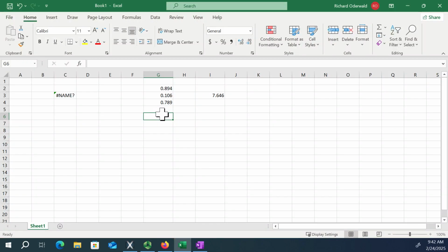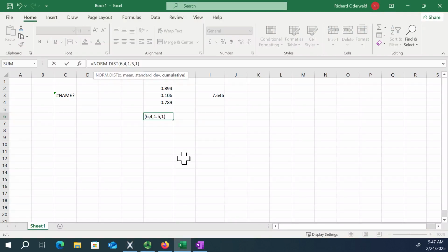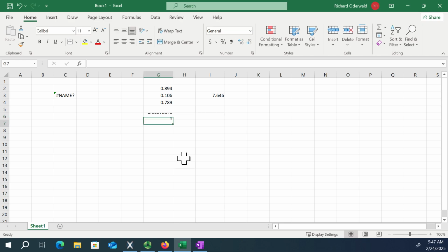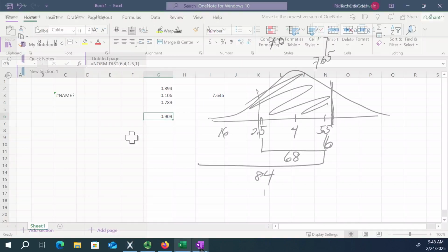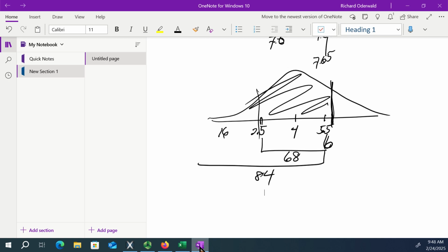Norm.dist. First entry is a 6. What do you put in next? It always tells you. 4. Put in the mean. Next, standard deviation. Next, there is the 1 for cumulative. And I get 91%. So 91% of people wait 6 minutes or less.